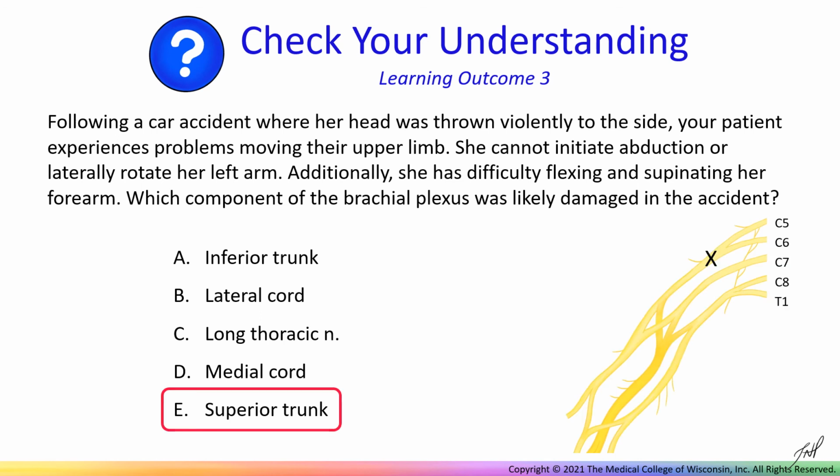The correct answer is E, the superior trunk. In this scenario, the person cannot abduct or laterally rotate her arm, indicating issues with supraspinatus and infraspinatus respectively, which are both innervated by the suprascapular nerve. She also has difficulty with forearm flexion and supination, which indicates an issue with biceps function and therefore with the musculocutaneous nerve. Both suprascapular and musculocutaneous nerves arise from the superior trunk, which is the likely site of her injury.